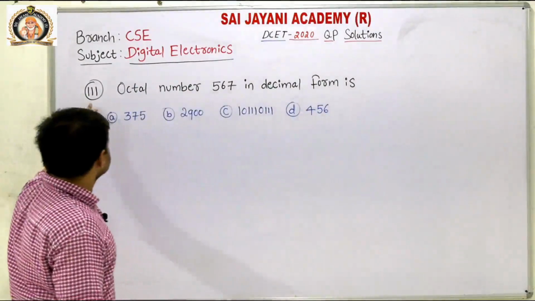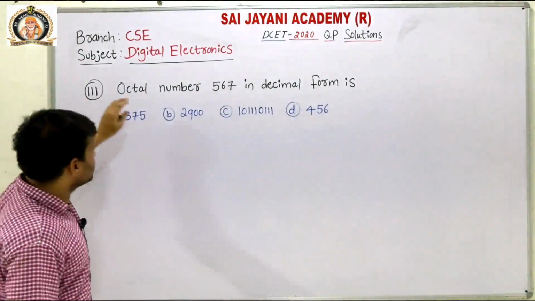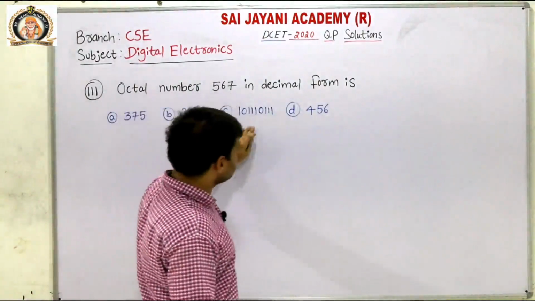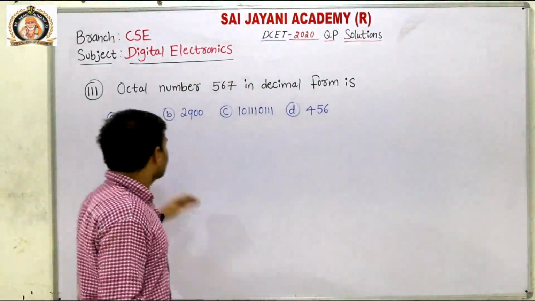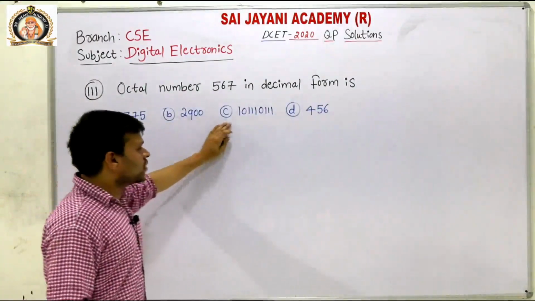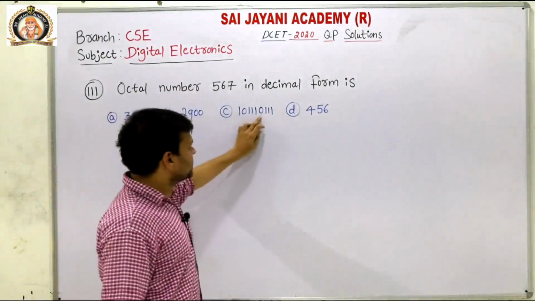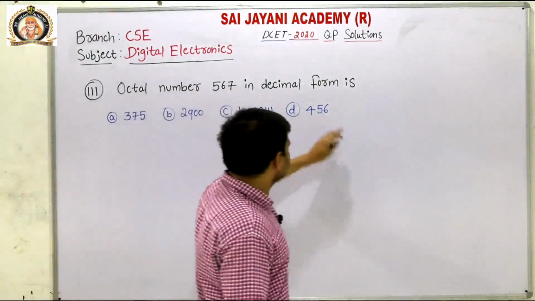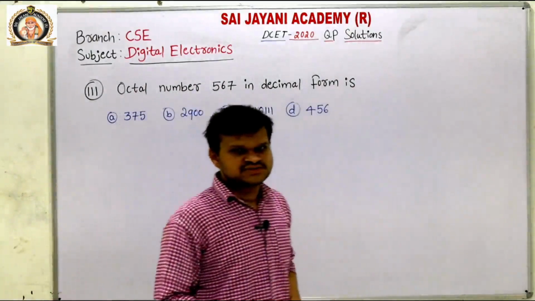In that, the question number 111, the octal number 567 in decimal form is: option A 375, option B 2900, option C 10111011, and the option D is 456.